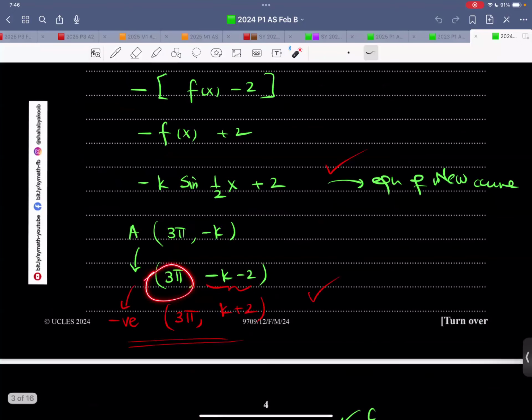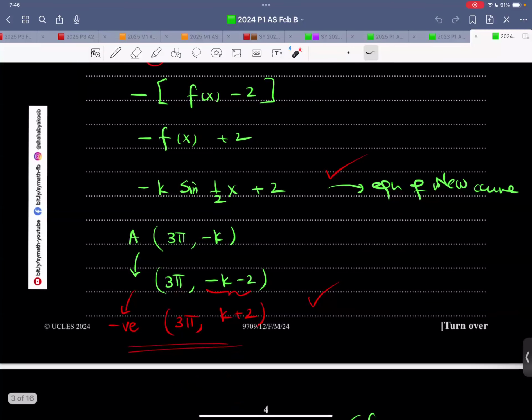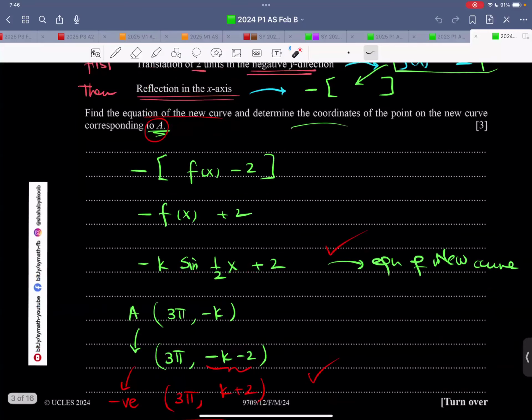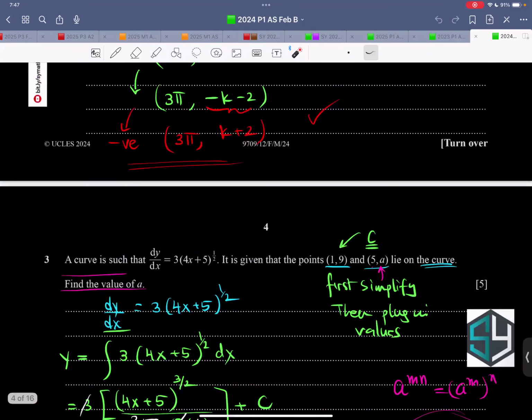So now over here, this 3 pi, the x coordinate is unchanged for right now. And then what we do is that this is k sine half x. So the x coordinate is unchanged because when you translate and when you flip, the x coordinate is unchanged. What happens to this one? Minus k minus 2 and then multiplication by a negative sign. This makes it k plus 2. So that was the special thing about it.